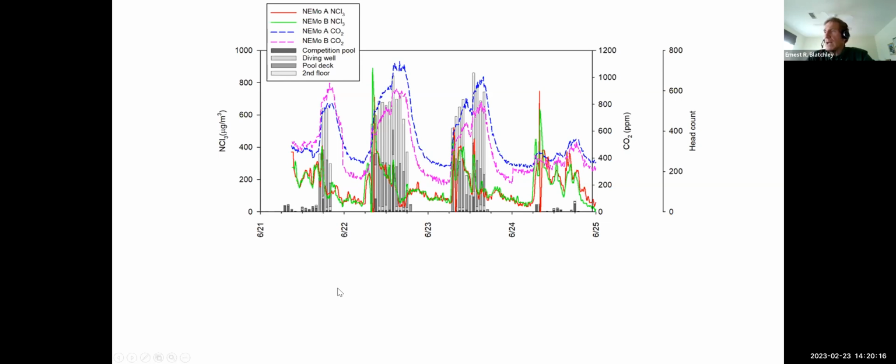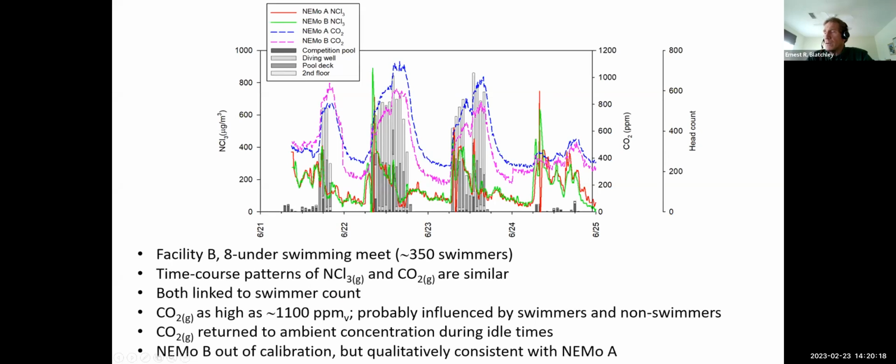So there's several trends that show up. First, this was an experiment that was conducted with 8 and under swimmers. So these are small children at a competition. There were about 350 swimmers who were present at this time, and there were as many as 150 or 175 children swimming laps in the pool at one time. So a pretty crowded pool typically during the warm up and warm down periods of this event.